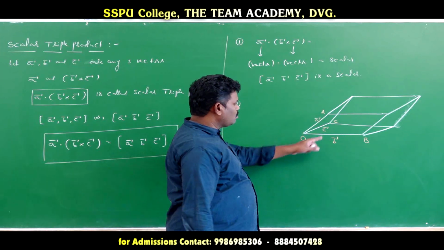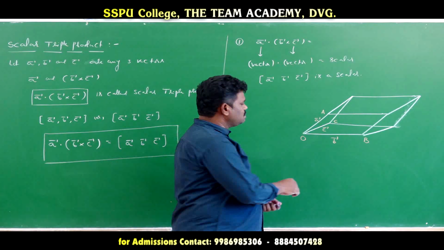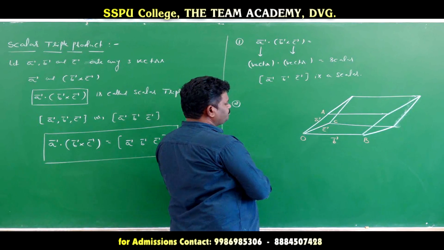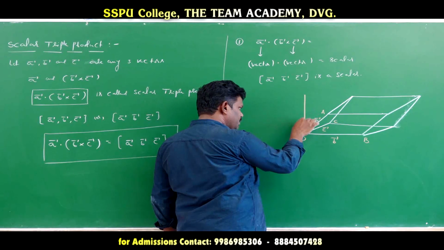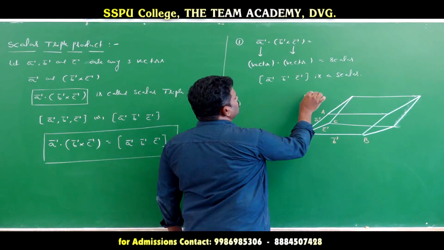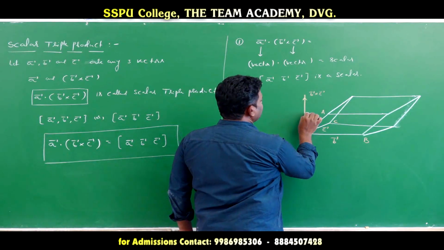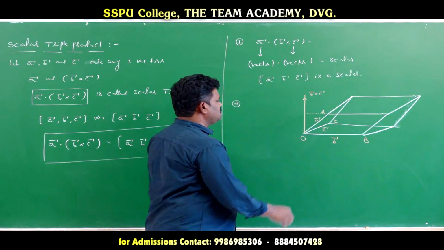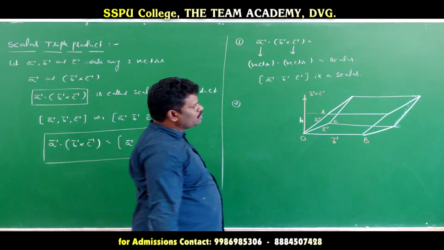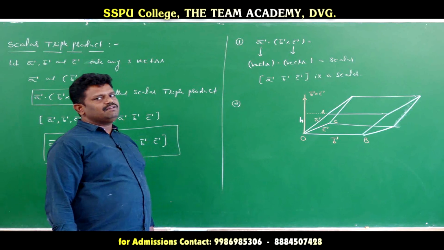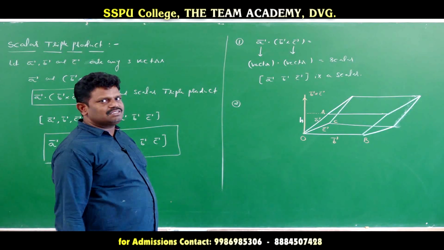Now if we take A here, this vector is A bar. The base of the parallelepiped is a parallelogram. The vector perpendicular to the plane of B bar and C bar represents B bar cross C bar. Now the A vector is the height. If you want to find the volume of this parallelepiped, the formula is the magnitude of the scalar triple product.